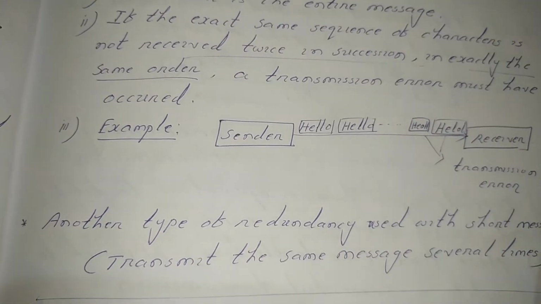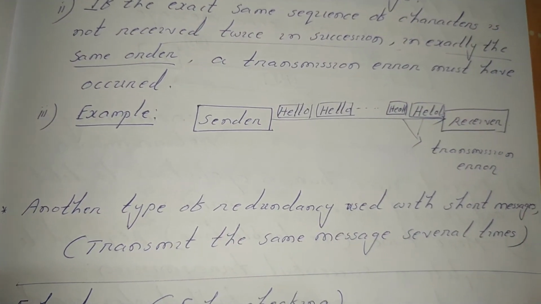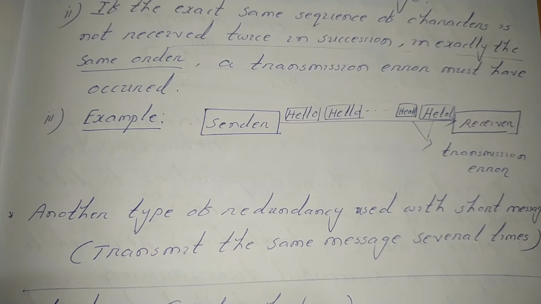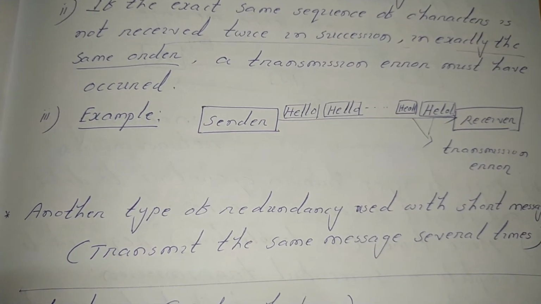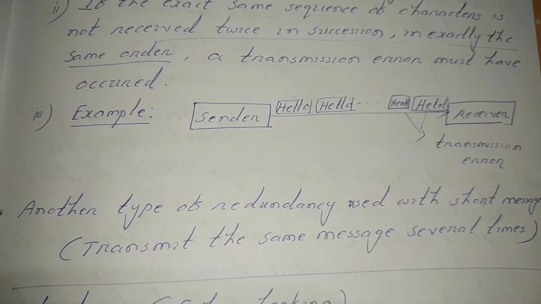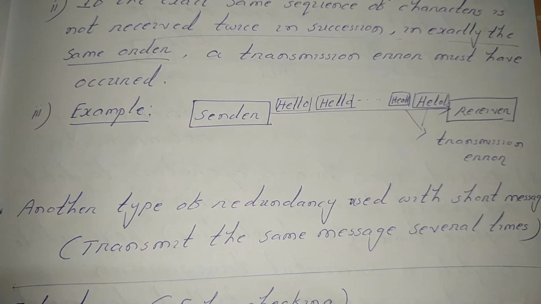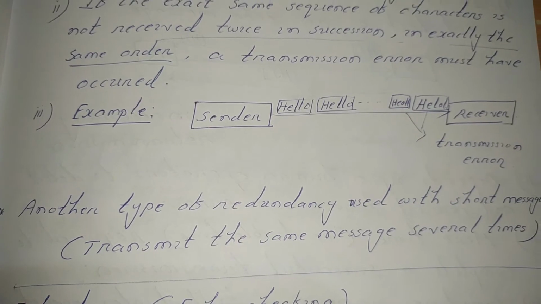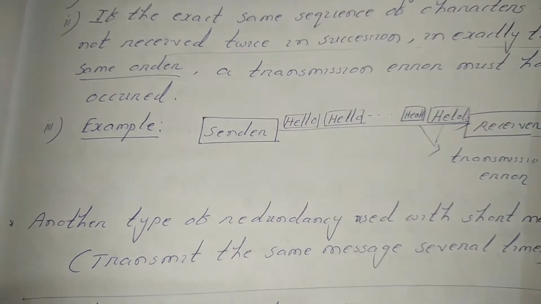Another type of redundancy used with short messages is that you can transmit the same message several times, not only twice. You can send 5 times, 10 times, but the message should be short. So that is all about the redundancy error detection technique.